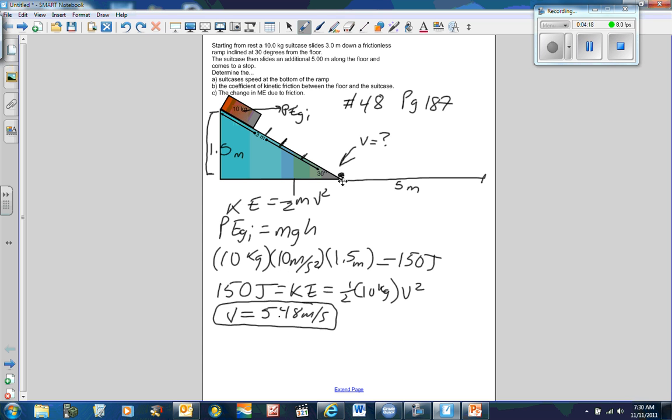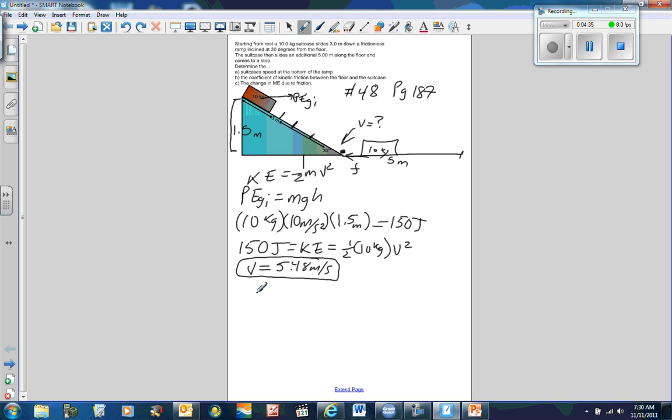Well, when it hits the floor right here, it now has one force acting on it, and that force does work over this distance. This is 10 kilograms, and we have a force of friction working backwards. So this is one of those work equals the change in kinetic energy problems. And we could answer C first. What's the change in mechanical energy? Well, I start out with how much here? 150. What do I end up with right here? I end up with 0.